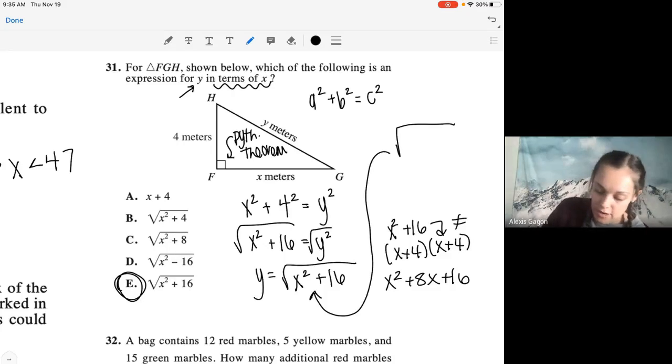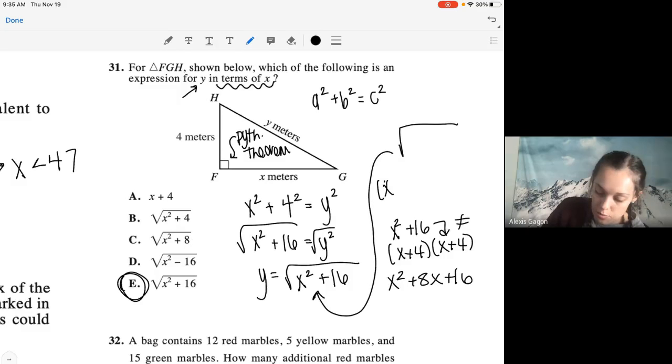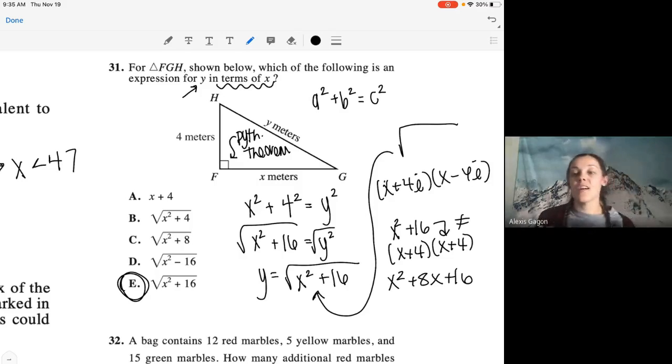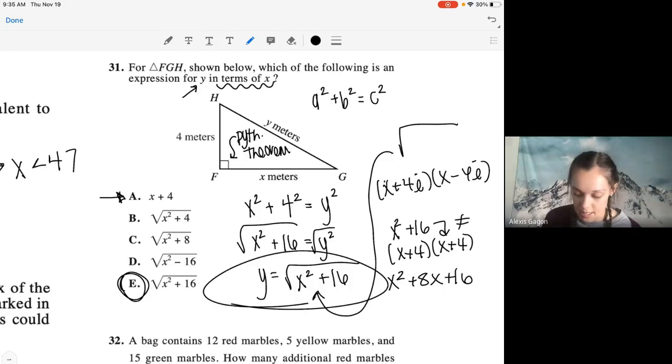This actually factors to be x plus 4i and x minus 4i. And there's not like a pair that you could pull out there. So this answer right here is kind of to throw you off. Okay, be careful there. It is this. It does not simplify down to that. That's a good question, though. Any other questions on this one?